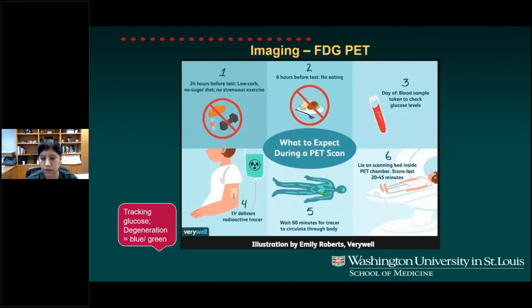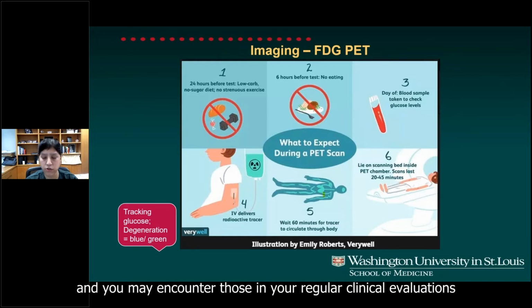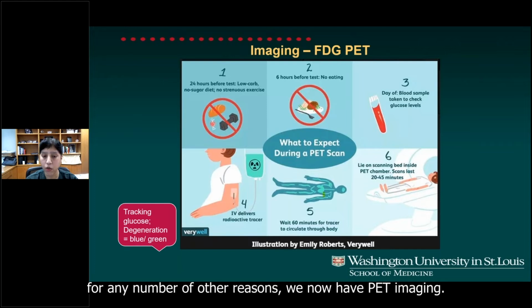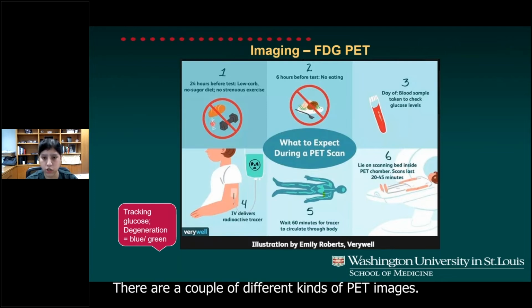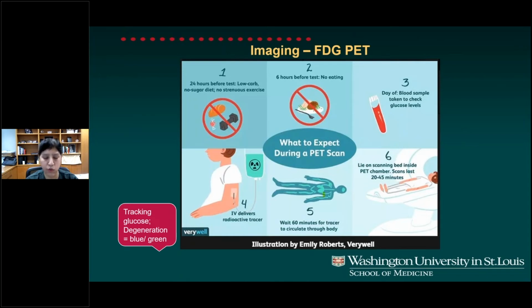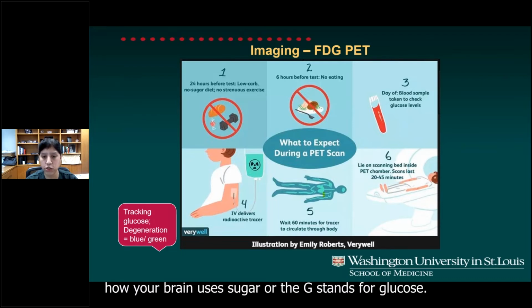Next. So while MRIs are pretty standard fare and you may encounter those in your regular clinical evaluations for any number of other reasons, we now have PET imaging that Penny mentioned as well. A couple of different kinds of PET images. We'll start off with talking about FDG PET. Won't get into the details of what that stands for. Suffice it to say that we're looking at how your brain uses sugar, or the G stands for glucose.